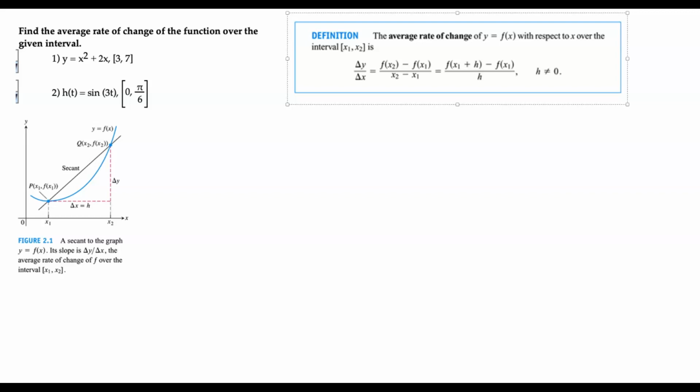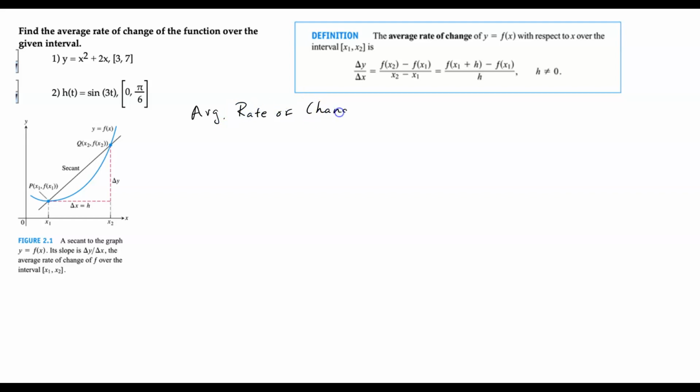Now, I want you to take a look at the formula that's right here. All right, this is the formula for the average rate of change. And I want you to think about that for a second, what that looks like. Okay? All right. So, if you've taken previous math classes, and surely you have because you've gotten this far, in other math classes, they talked about average rate of change.